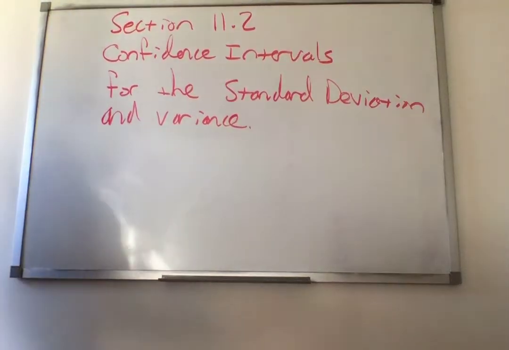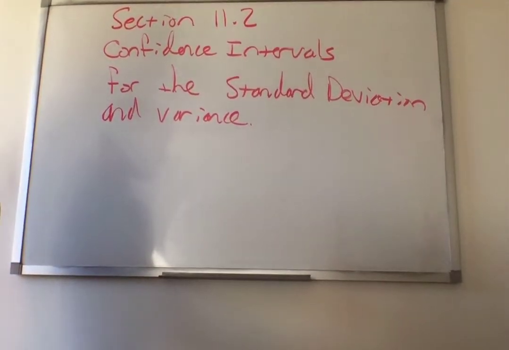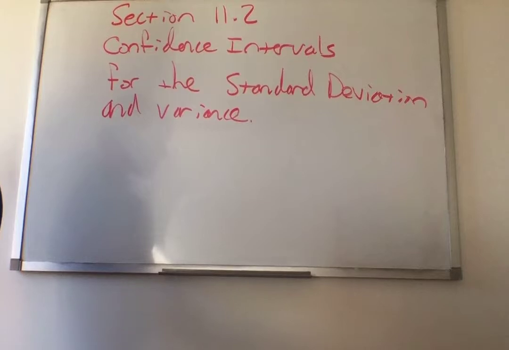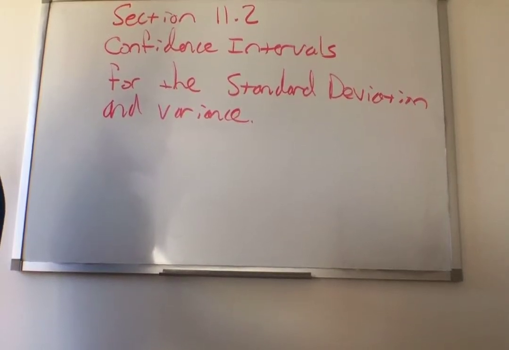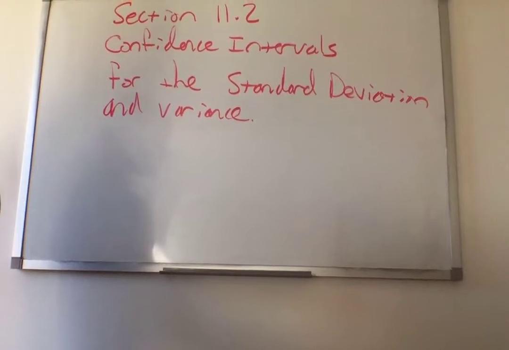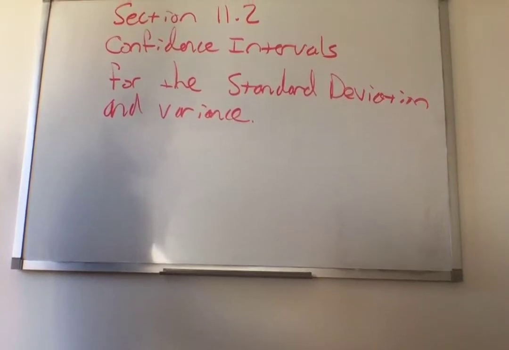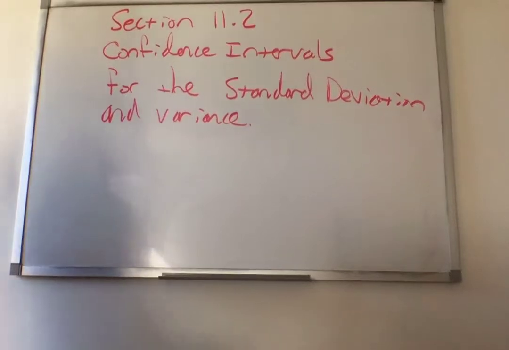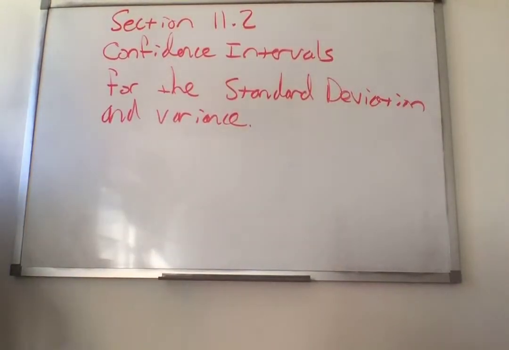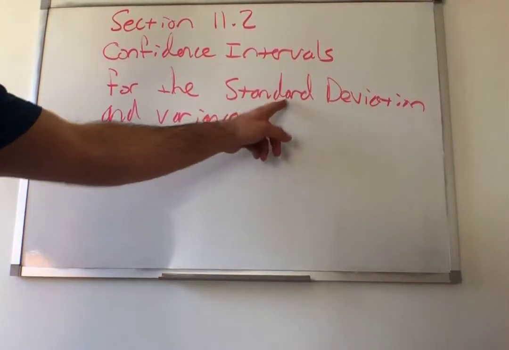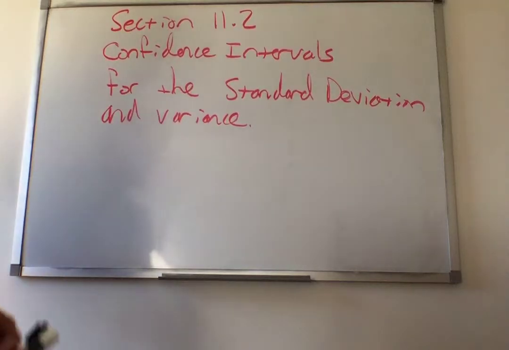Okay, in the previous section we talked about confidence intervals for the standard deviation, and to do that we needed the chi-squared distribution. Now that was the introduction to the chi-squared distribution. So now we're going to talk about how to actually find the confidence interval for the standard deviation and variance.